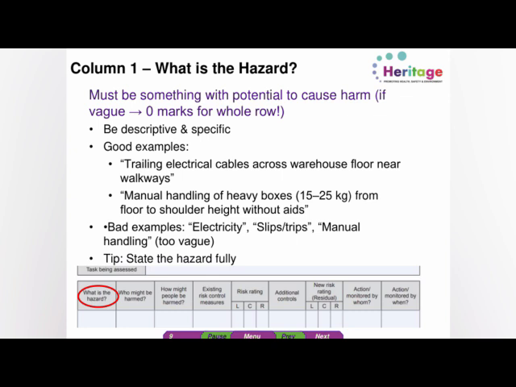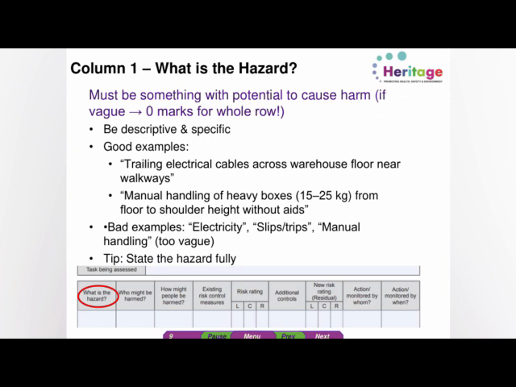Good examples: trailing electrical cables running across the main warehouse walkway from charging points to equipment. Manual handling of cardboard boxes weighing between 15 and 25 kilograms from floor level to shoulder height racking without mechanical aids. Bad examples. These usually score 0 for the whole row. Just electricity. Just slips, trips. Just manual handling. You must describe exactly what the hazard is and where it is.